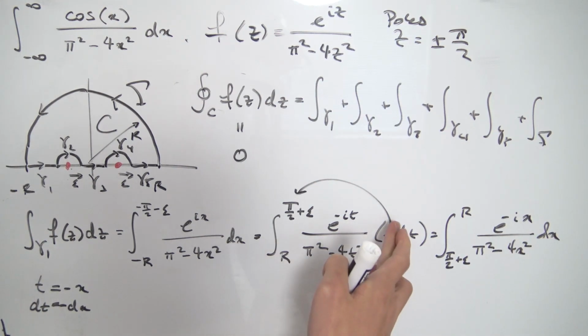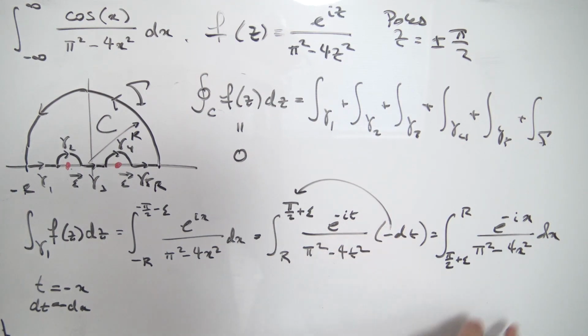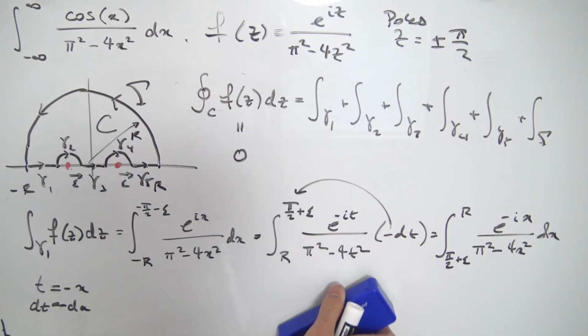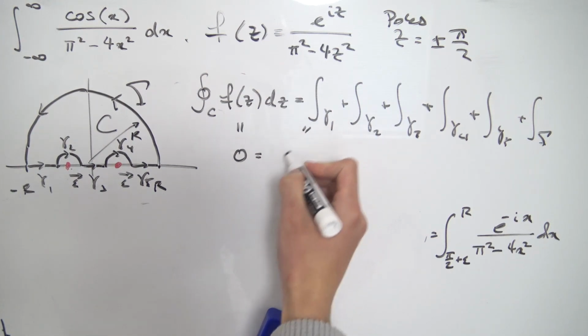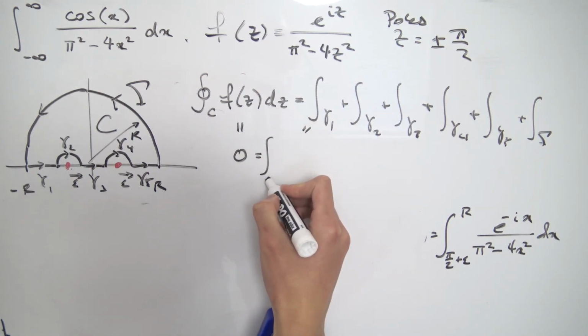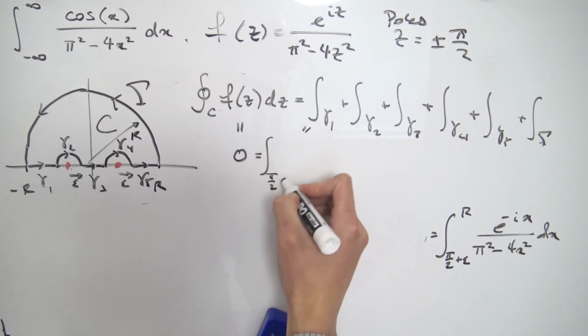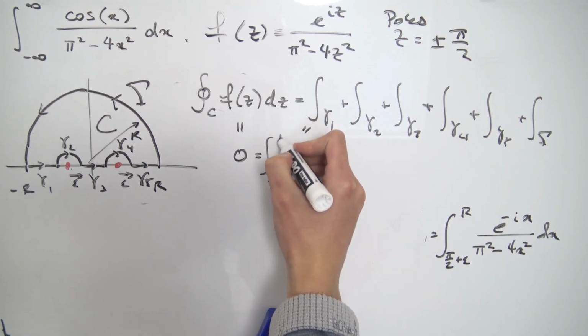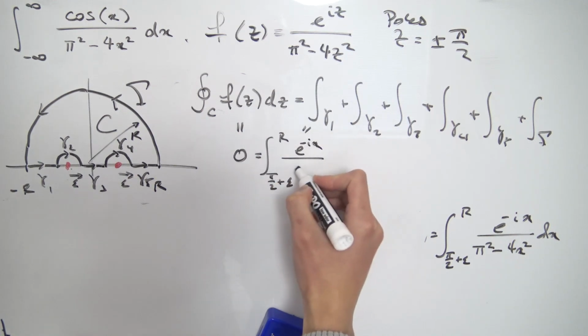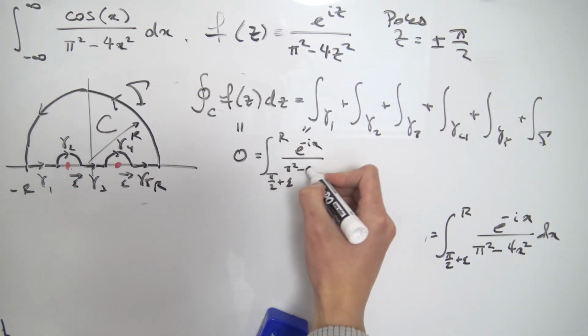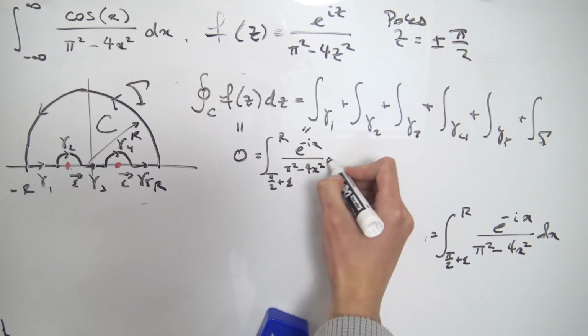Alright, so I'm just going to leave it at that now for the first integral. We've done quite a bit of work on this already, and we actually need another integral in order to do more work on this. So let's just leave it for now. So we've just figured out that our first integral is nicely equal to the integral from pi on 2 plus epsilon all the way up to r of e to the minus ix over pi squared minus 4x squared dx.